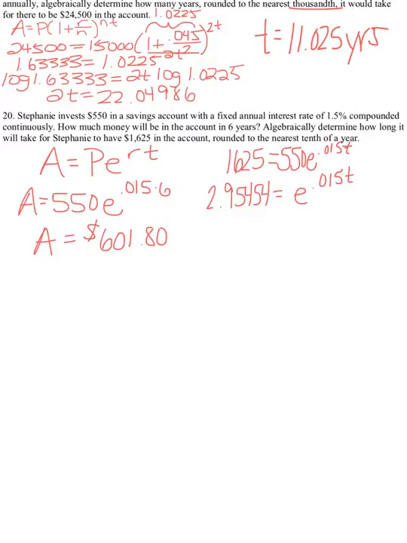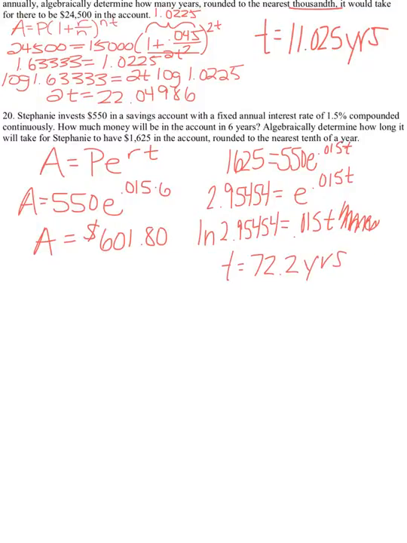Because the base is e, you don't have to, but you might want to take the natural log of both sides. So here I have the ln of 2.95454 equals 0.015t ln of e, which the ln of e is just 1, so I don't really need to write that. It cancels out. So the only thing to do here is divide both sides by this 0.015 number. And I get t is equal to 72.2, and this is in years.